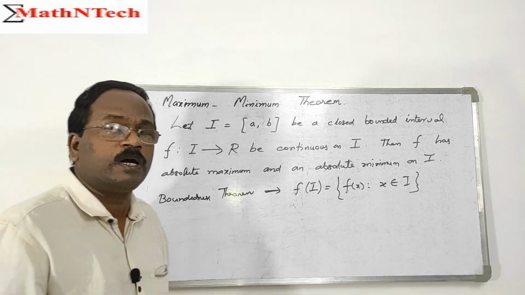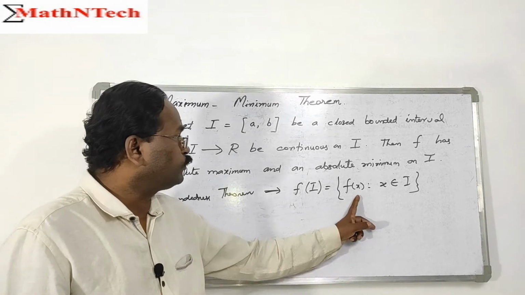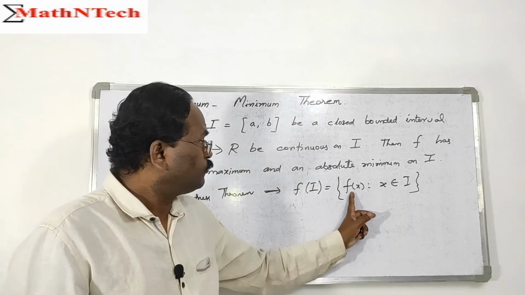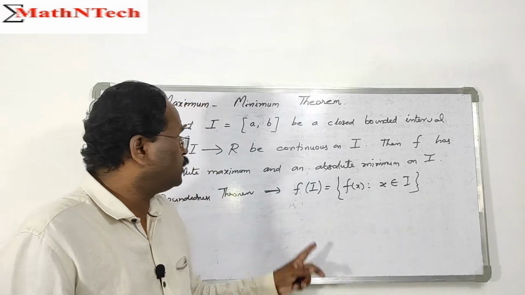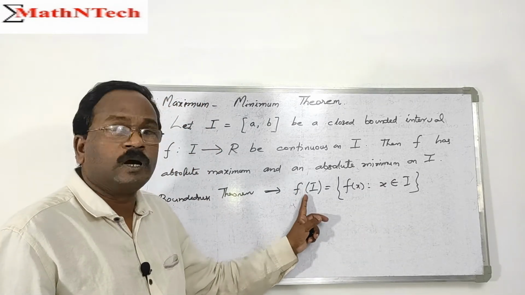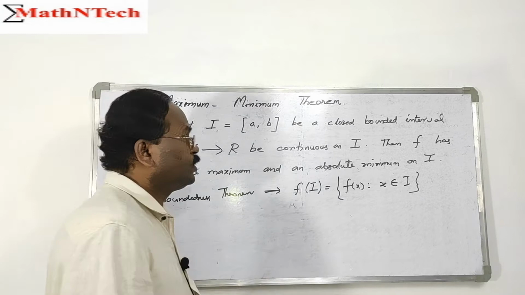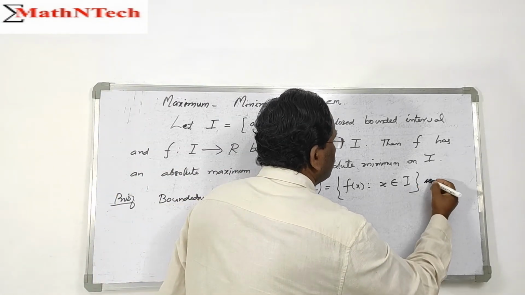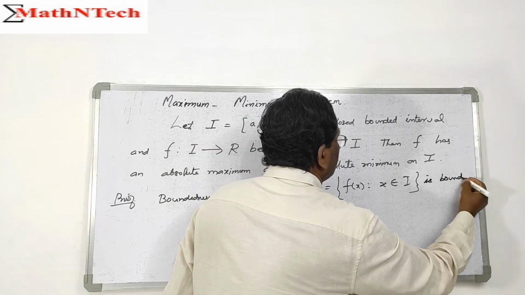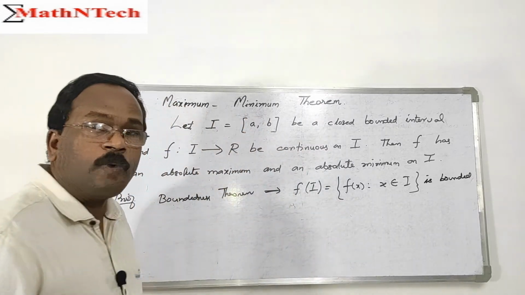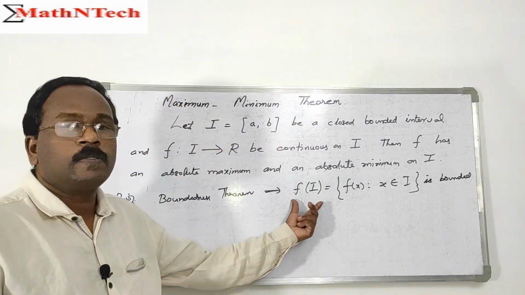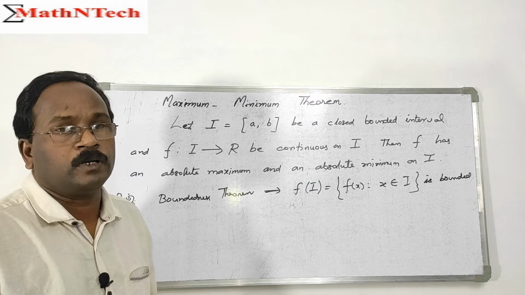f is bounded means what? The values f of x are bounded, f of x for all x element I. That set is denoted by f of I. Then this set is bounded. So by the boundedness theorem, the set f of I is bounded.